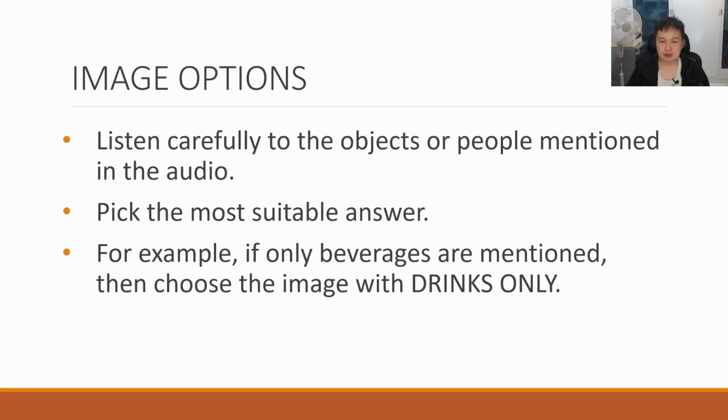So for example, if only beverages are mentioned, then choose the image with drinks only. To confuse the students, you may get 3 pictures: the first picture has a few beverages, the second picture has some beverages plus some sandwiches and a cake, and the third picture has a cake and some chicken wings, but no beverages at all. So what is the correct answer? You will choose the first one, because only the first one has drinks inside.